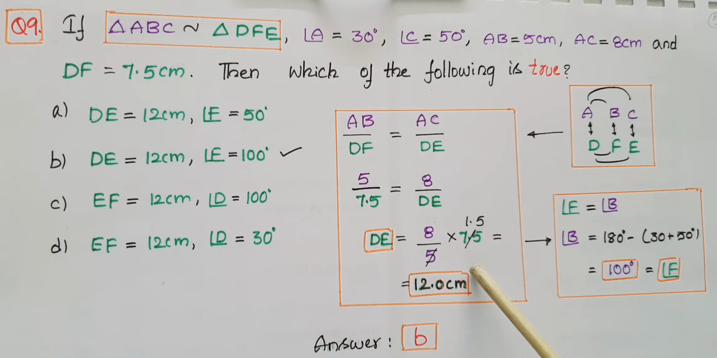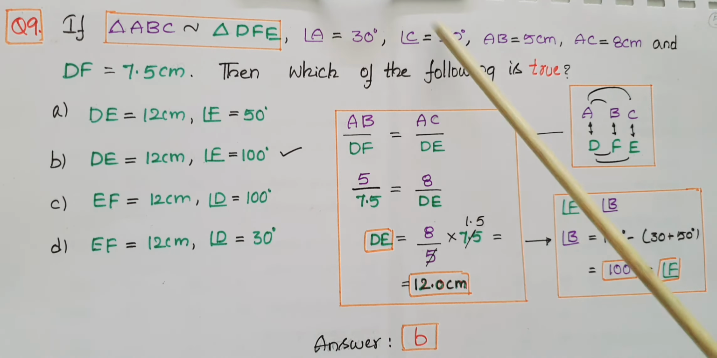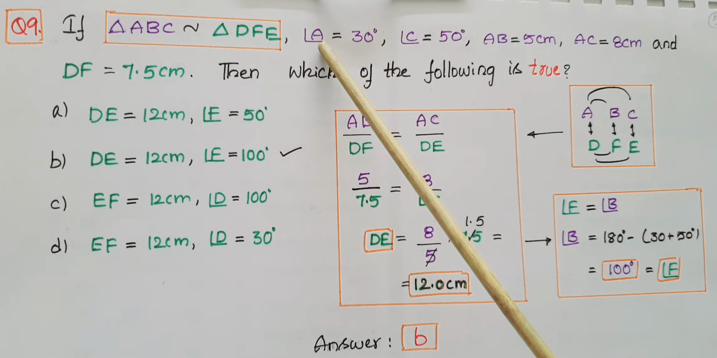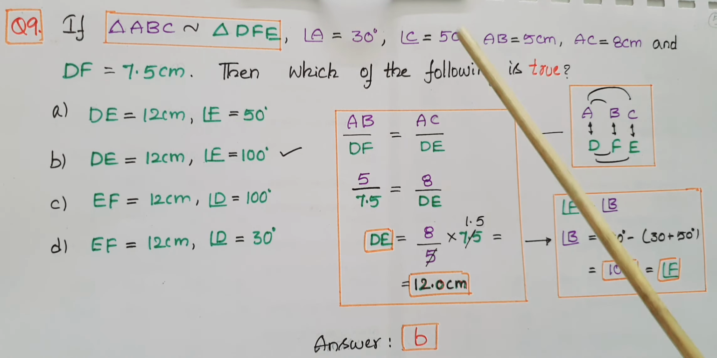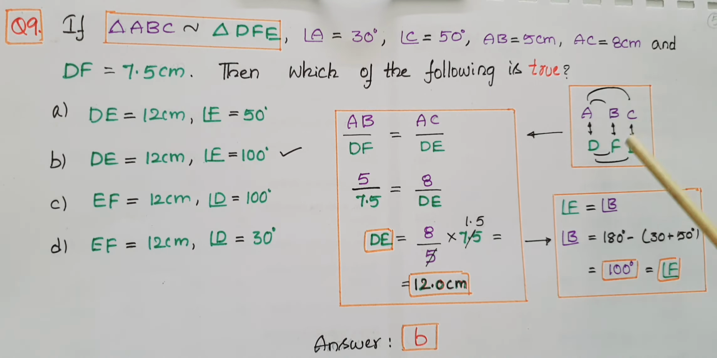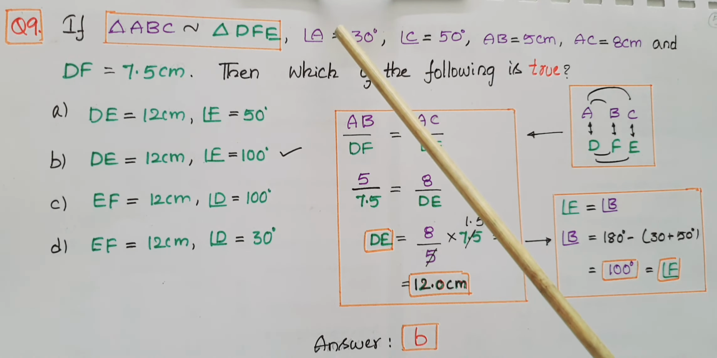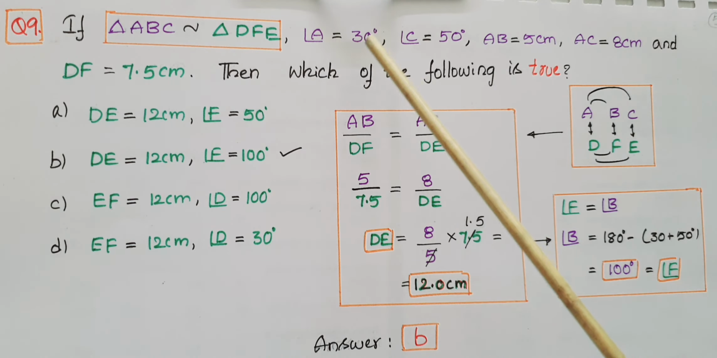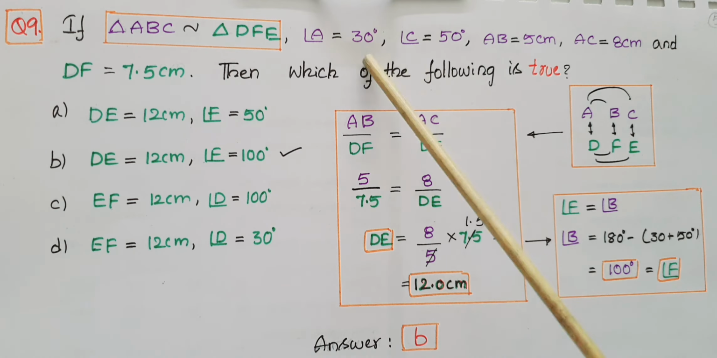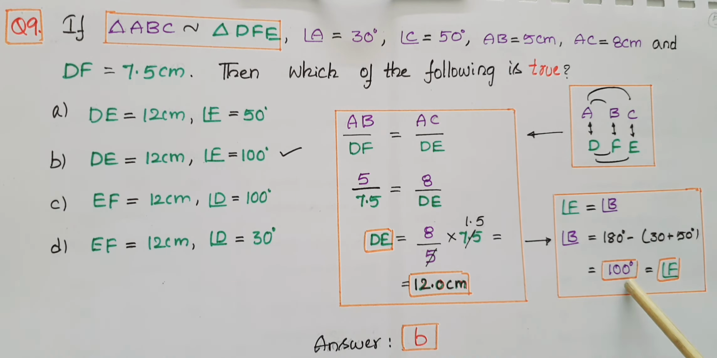Next we have to find the angle by using these two angles. In triangle ABC, angle A is equal to 30 degrees, angle C is equal to 50 degrees. And we know that angle B is equal to angle F. Angle B we can find out: 180 minus (30 plus 50), because the sum of the angles in a triangle is 180. 180 minus these two angles is angle B. Then angle B is equal to 100 degrees.